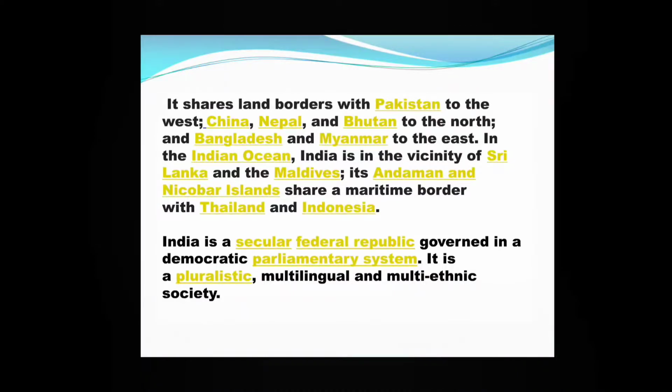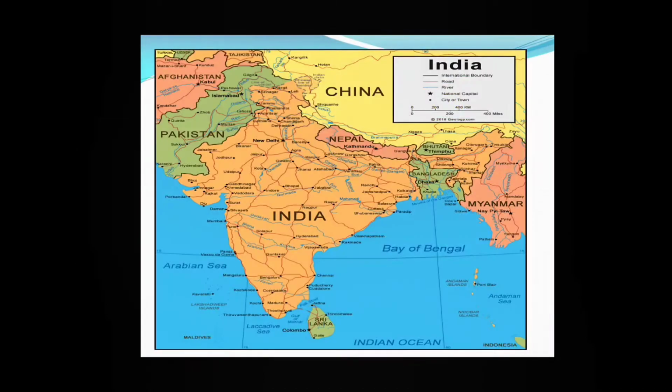India is a secular federal republic governed in the democratic parliamentary system. Democratic parliamentary system means here people are the one and only who select their own government. The power is given to the citizens of India. It is a multilingual and multi-ethnic society. Multilingual means there are many different languages, people can speak in many different languages, and the cultures are different. All of them have different cultures.